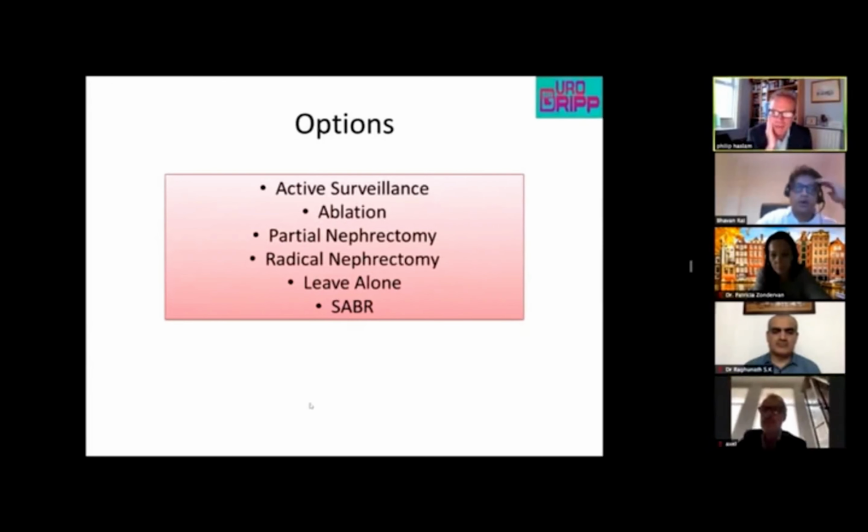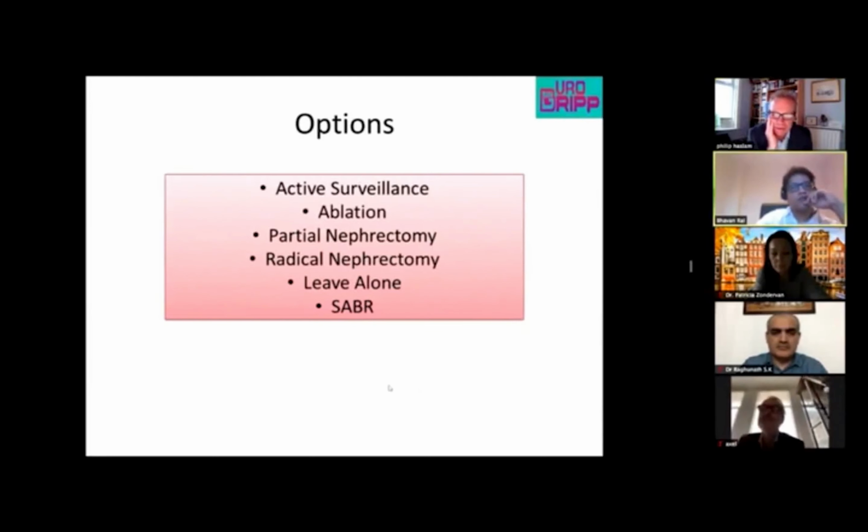Just bear in mind, talking about SABER again, when you're looking at the data on SABER, that they consider stable disease a success. We wouldn't. So you're not comparing like with like if you're comparing SABER with ablation.